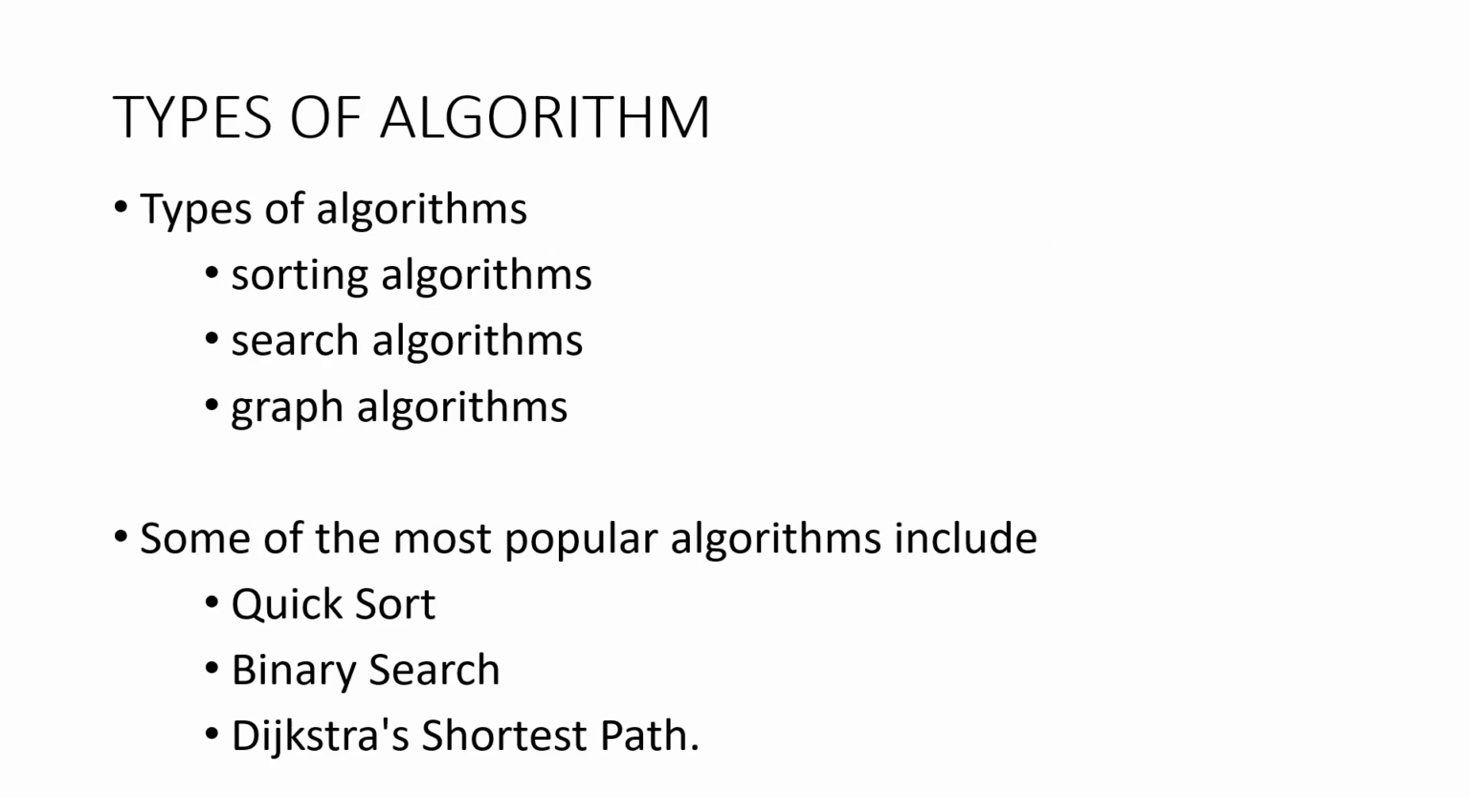There are many different types of algorithms, including sorting algorithms, searching algorithms, graph algorithms, etc. Some of the most popular algorithms include quicksort, binary search, and Dijkstra's shortest path algorithm.